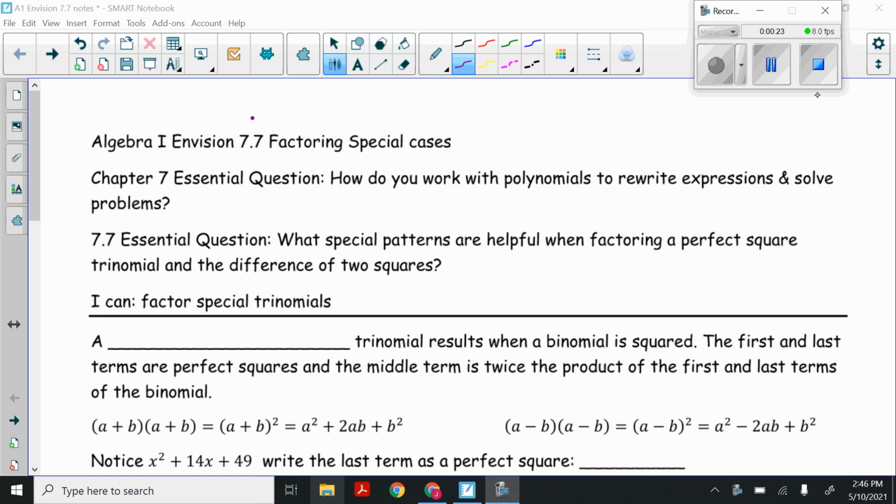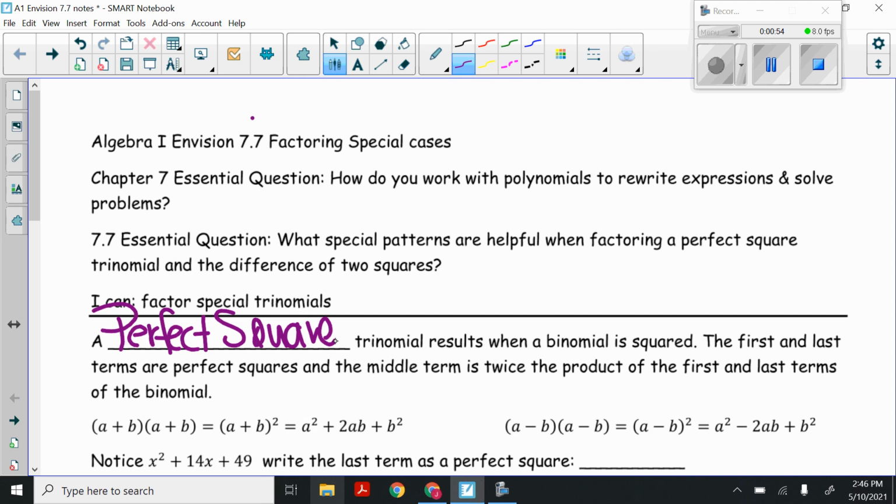So this lesson goes hand in hand with our lesson last week of multiplying special patterns. So now we're just doing the opposite. We're going to factor those special patterns. So let's remind ourselves what a perfect square trinomial is. A perfect square trinomial results when a binomial is squared. The first and last terms are perfect squares. The middle term is twice the product of the first and last terms of the binomial.